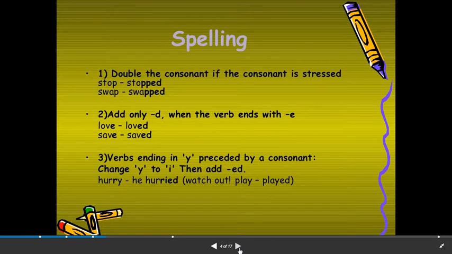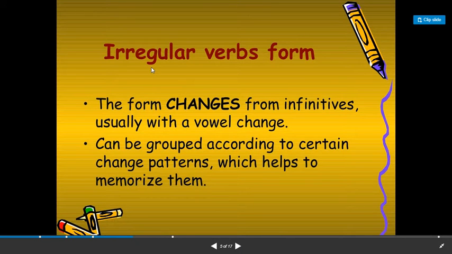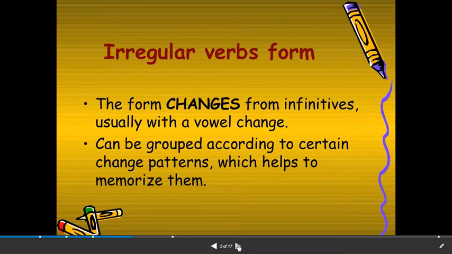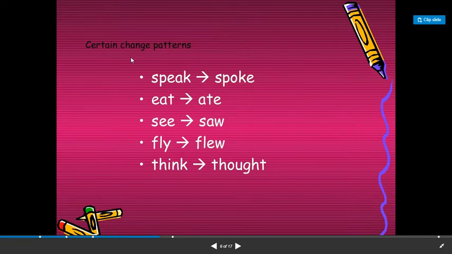Play, played. The irregular verbs form. The form changes from the infinitive, usually with a vowel change, and can be grouped according to certain change patterns, which helps to memorize them. Certain change patterns: speak, spoke; eat, ate; see, saw; fly, flew; think, thought.